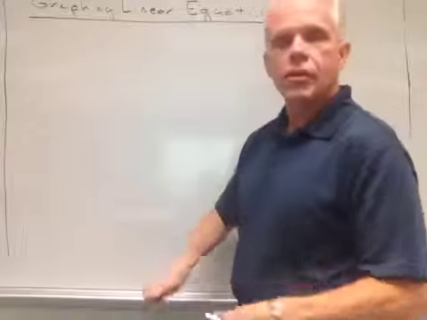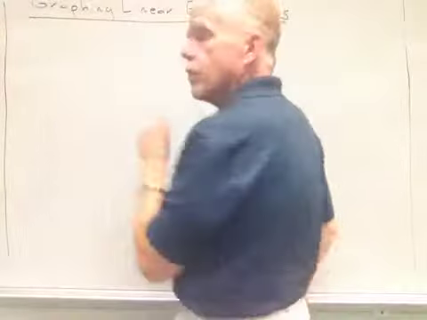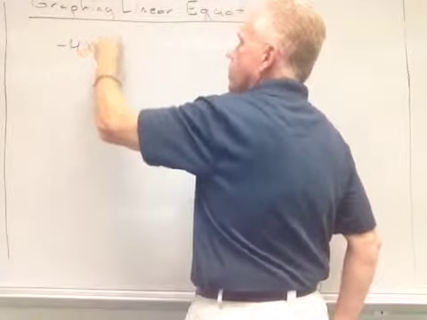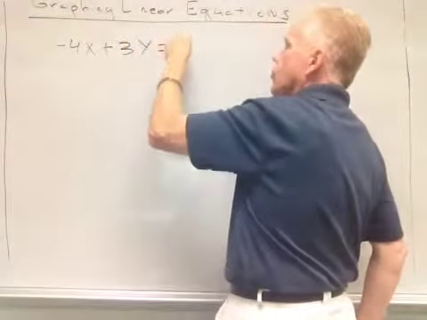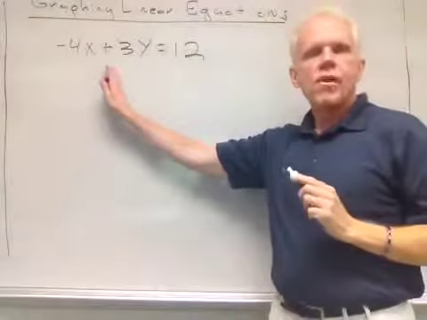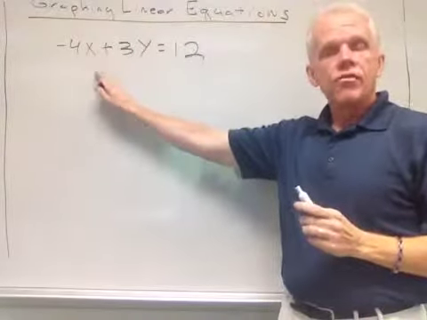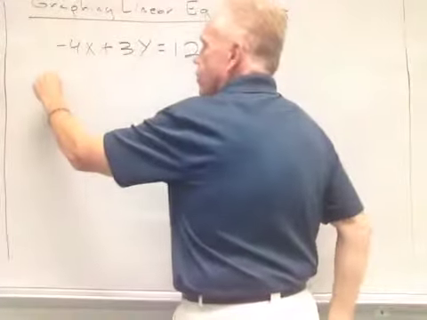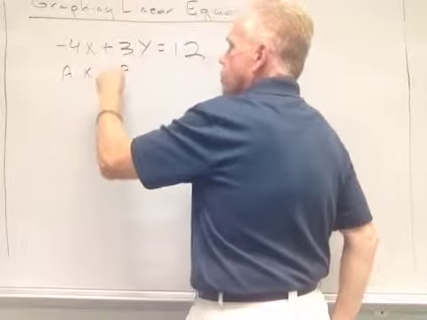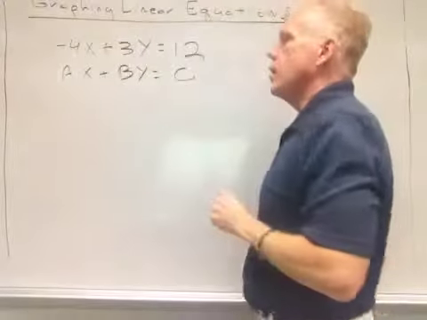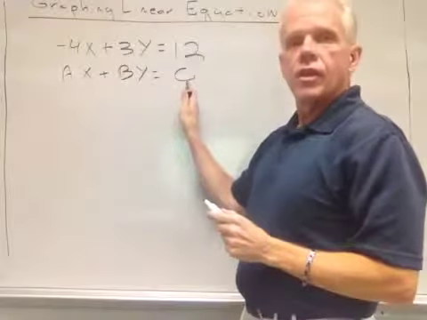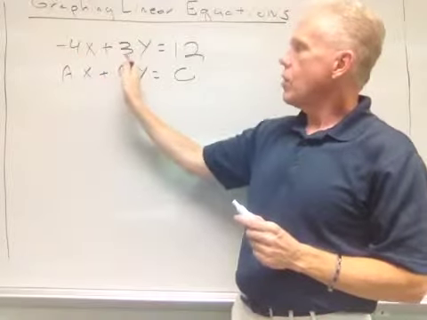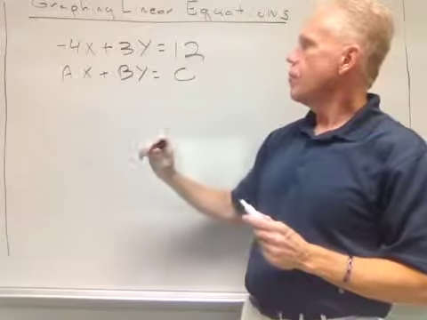And so let me give you a linear equation that I want to work with. The linear equation will be negative 4x plus 3y equals 12. And I want to talk to you about graphing this linear equation. By the way, this linear equation is in what we call standard form. Standard form essentially is ax plus by equals c, where a, b, and c are whole numbers. A corresponds to negative 4, b corresponds to 3, c corresponds to 12.